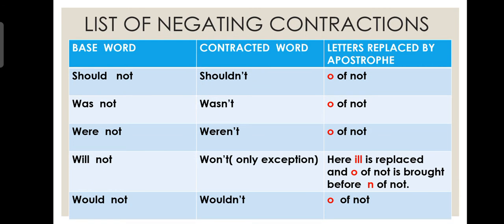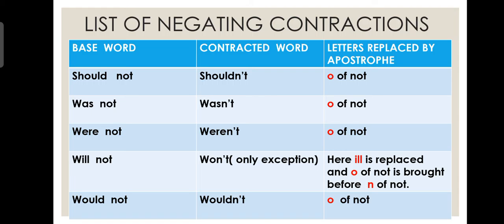Next is should not. Should remains as it is. From not we have removed the letter O. Was not. Here wasn't. Was remains as it is. From not we have removed the letter O and replaced it by the apostrophe. Next is were not. It becomes weren't. Here too, were remains as it is and from not we have removed the letter O and replaced it by the apostrophe.